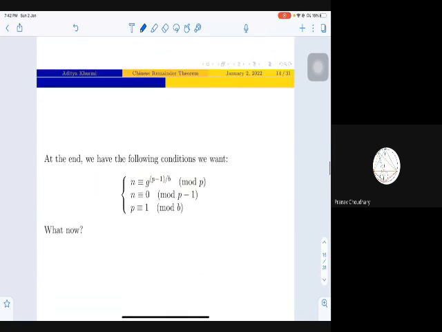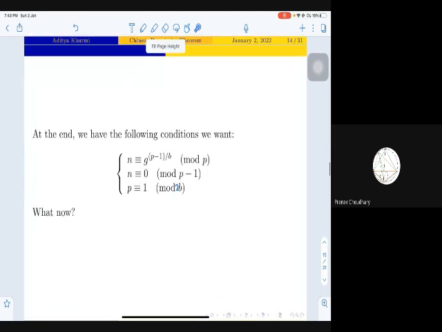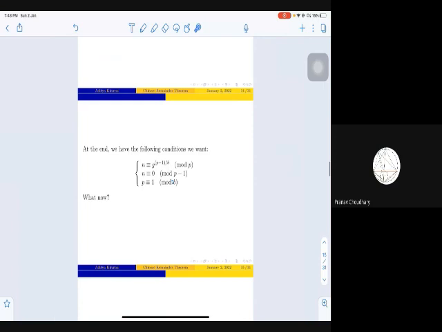Okay, so at the end we have these conditions. p is greater than 2, that is one obvious condition we can add. So we basically have these conditions. n is congruent to g raised to this mod p. n is congruent to 0 mod p minus 1, and p is congruent to 1 modulo 2b. So we want to choose n and p, and if n and p satisfy all these conditions, then we are basically done. And now, come on guys, say the magic word. CRT. Yeah. p can be chosen by Dirichlet.